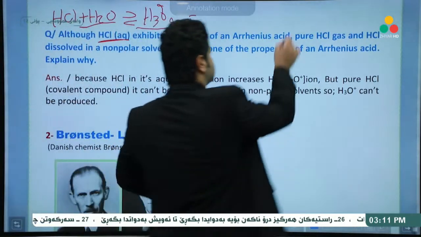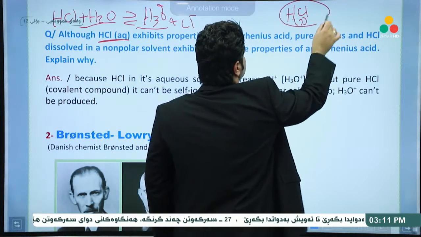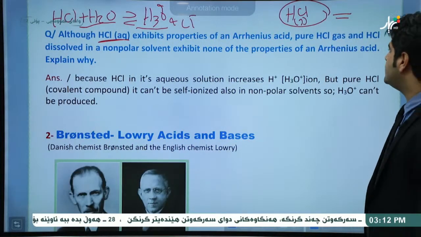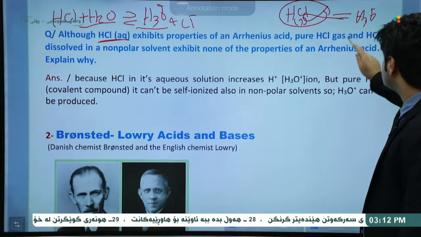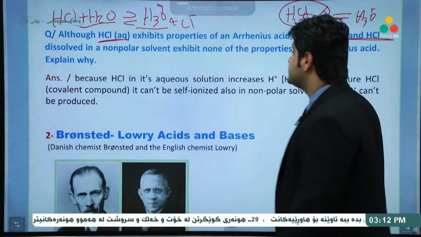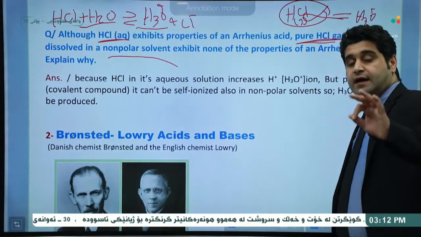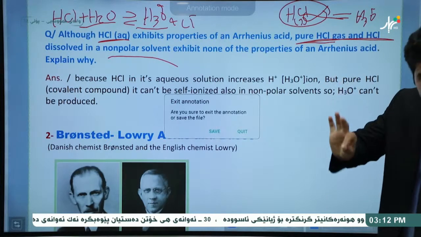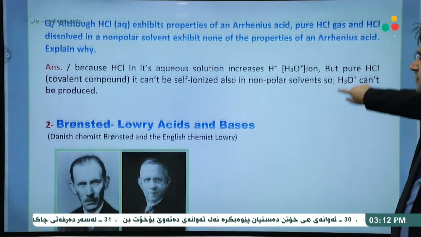But for HCl gas, we don't have water, so it cannot ionize. If we don't get H3O, how can we say it's an Arrhenius acid? No, because they cannot ionize. We don't have any ion. That's why for HCl gas or HCl in non-polar solvents, we cannot say they are Arrhenius acid. So we should be in the water, and then in the product we should get H3O.